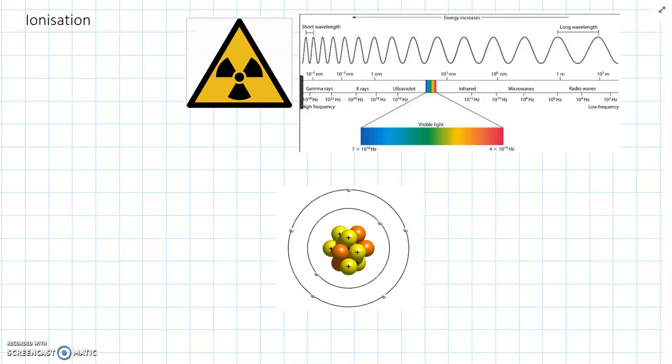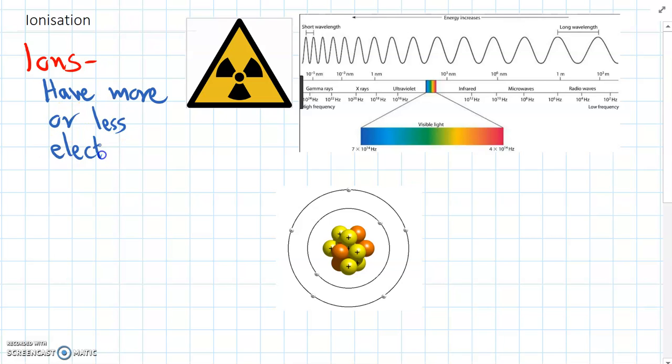So we just looked at how atoms become ions, and that's by gaining or losing an electron. So ions are forms of an element that have more or fewer electrons. And in this video, we're going to look at how ions actually form.